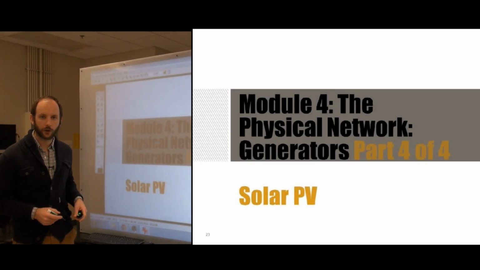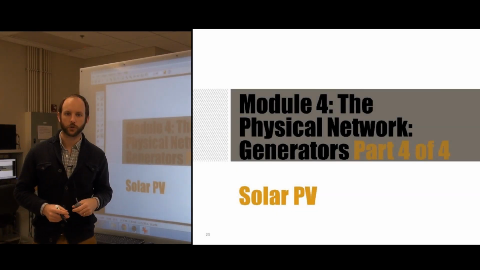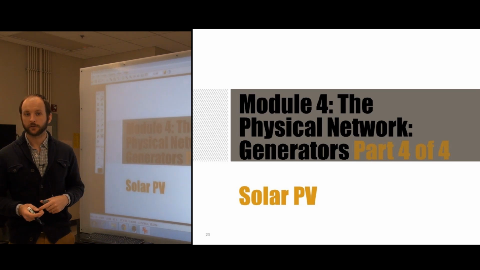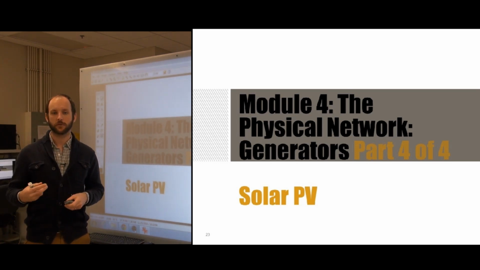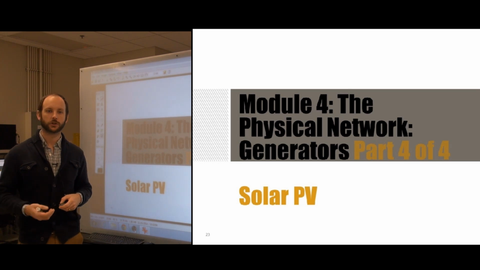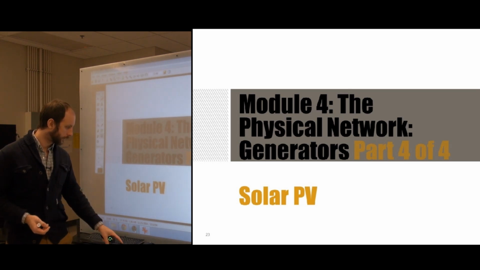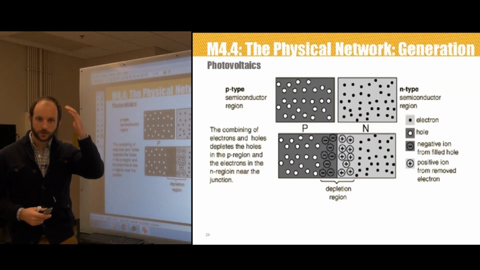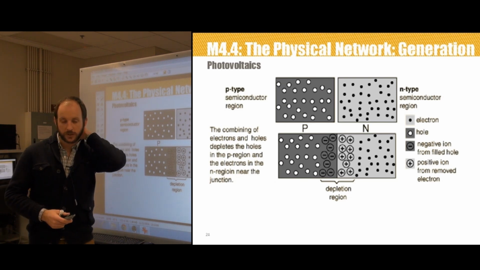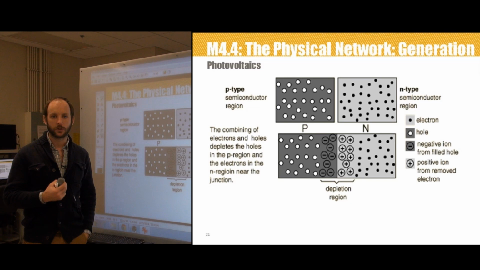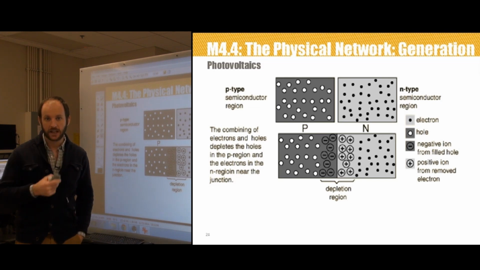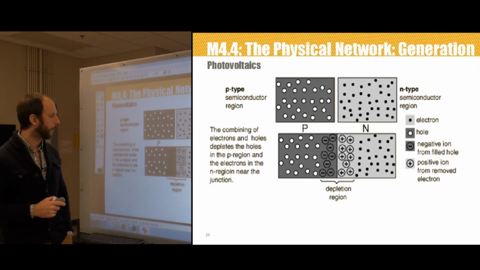So next we're going to look at solar PV, or solar photovoltaics. Photovoltaics are classes of materials or devices that are capable of converting the energy contained in photons of light into electrical voltage and current. Most solar cells are made from a semiconductor material such as silicon or germanium that has been doped to obtain N-type and P-type materials.